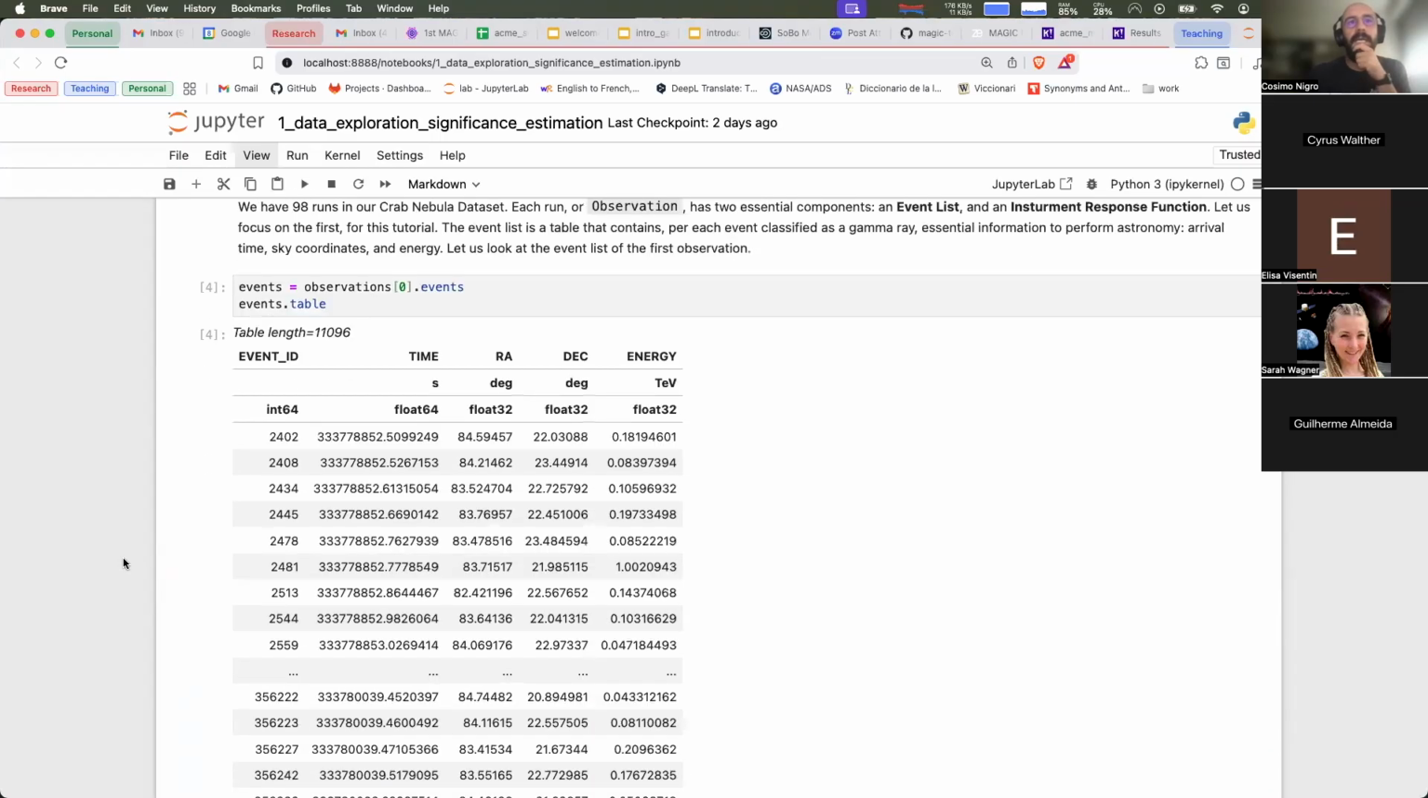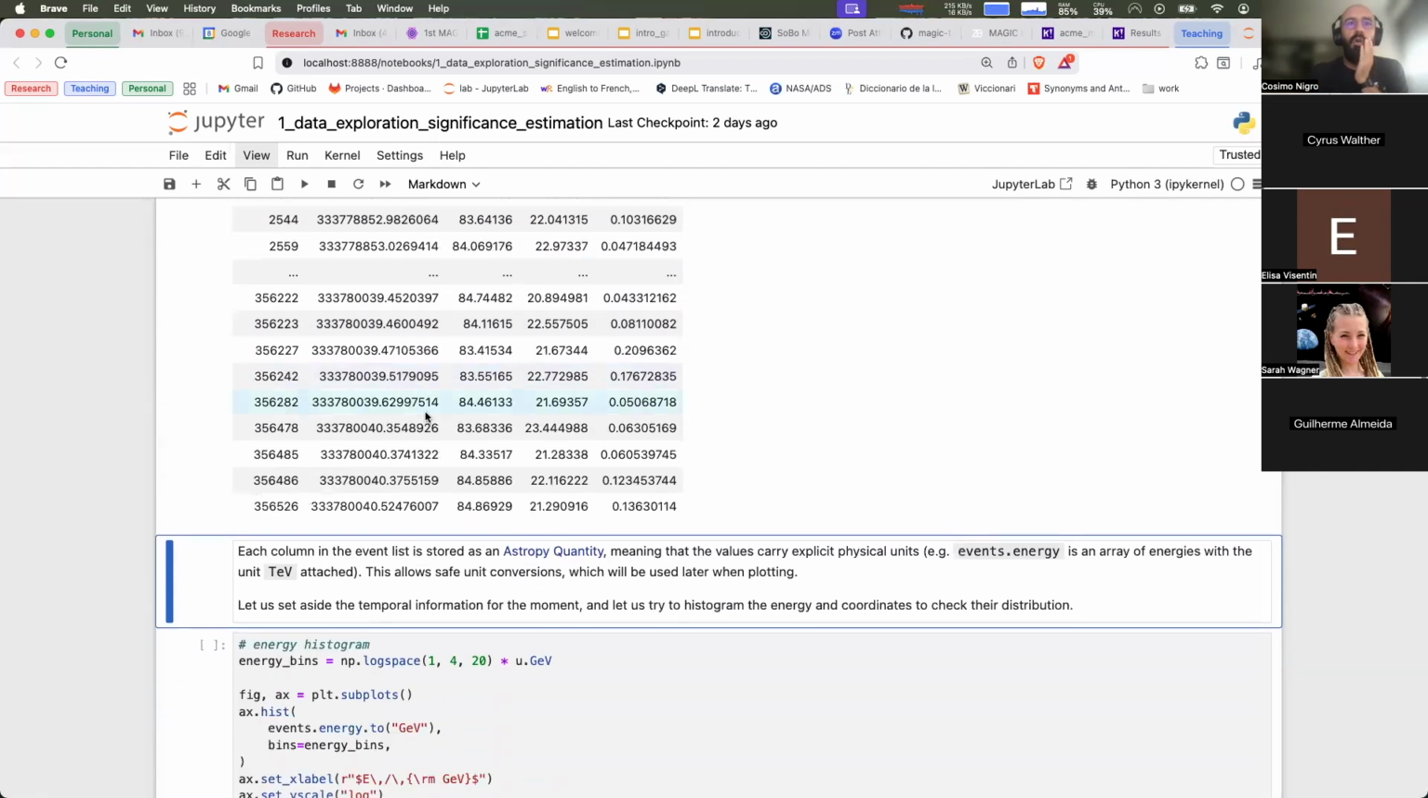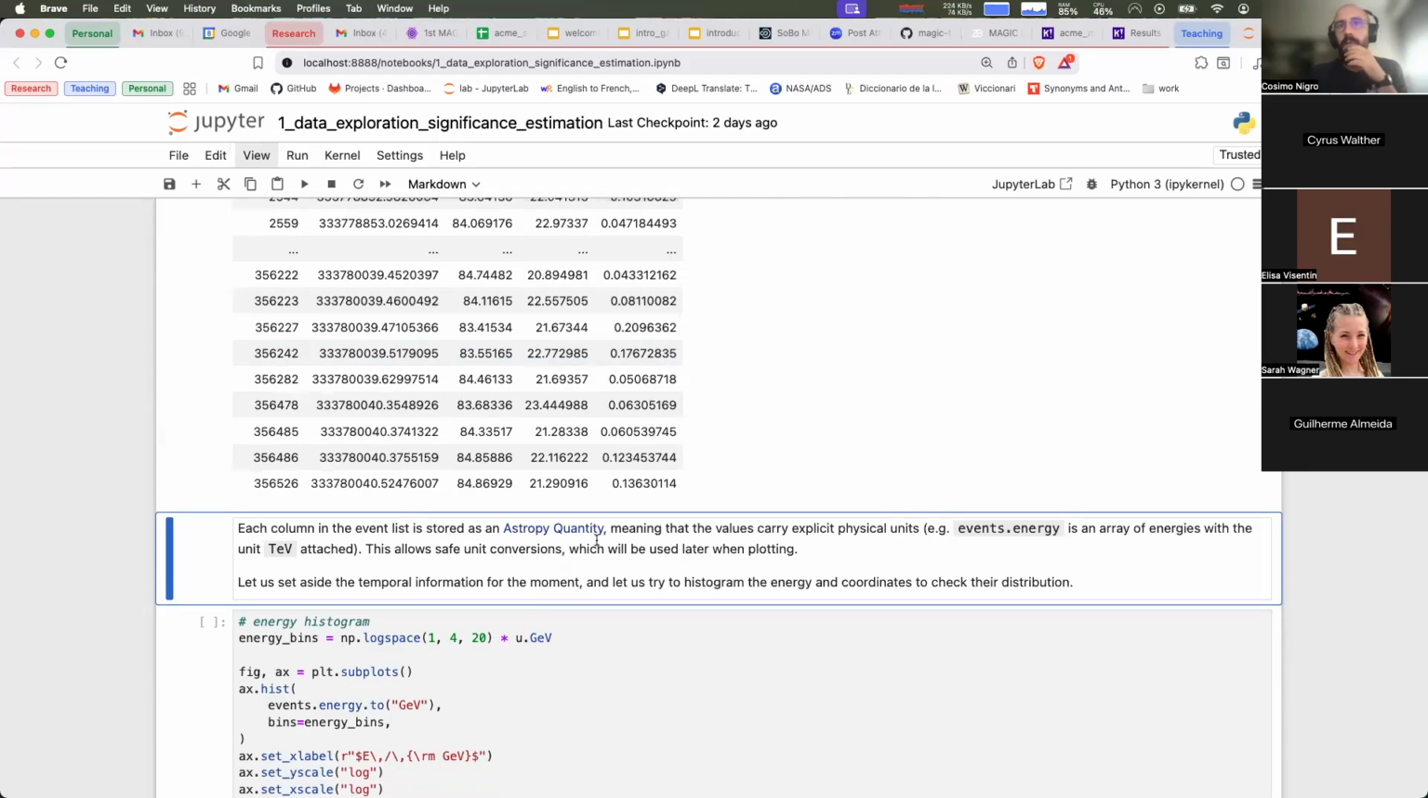The first component is a list of events. As you can see, we have the physical quantities that are most important for gamma ray astronomy: the coordinates, right ascension and declination; the energy, because we want to measure spectra; and the time, in case we want to study how the flux of the source changes in time, find some periodicity, or find a pulsed signal. Each column is an astropy quantity. Maybe you know this class of astropy. It's fantastic because it allows you to handle units automatically. The values carry explicit physical units.